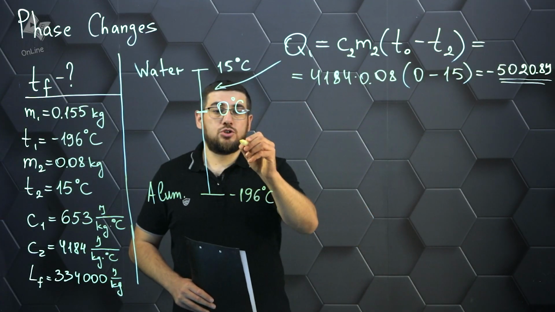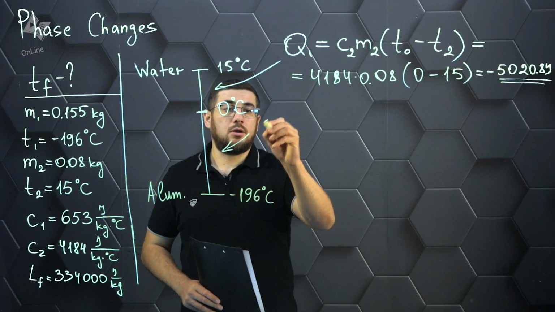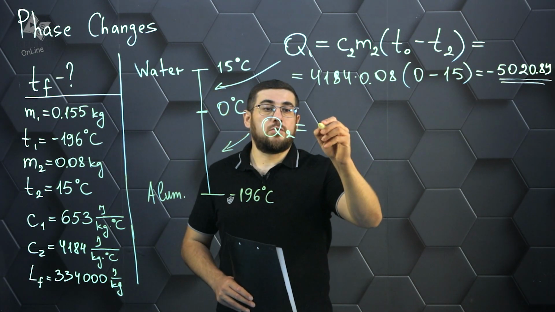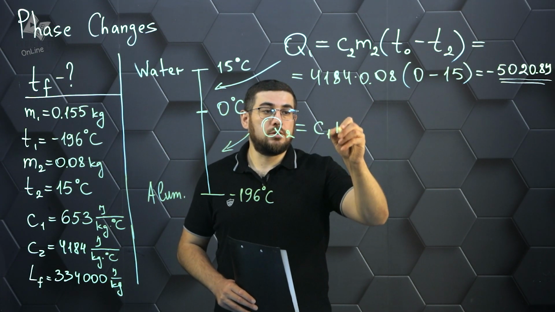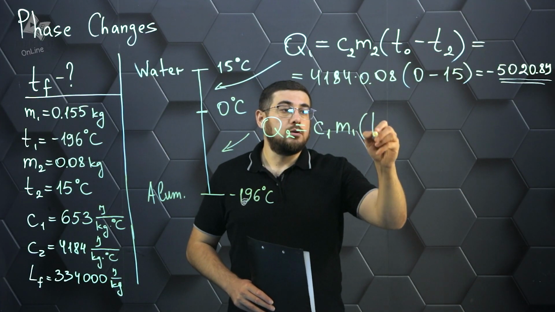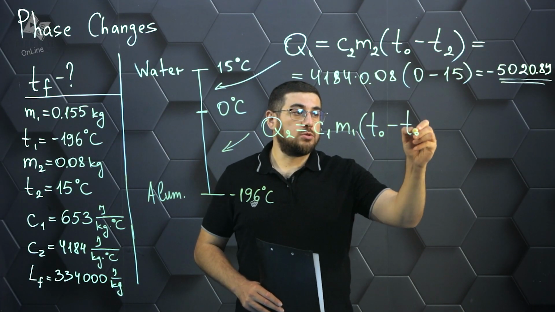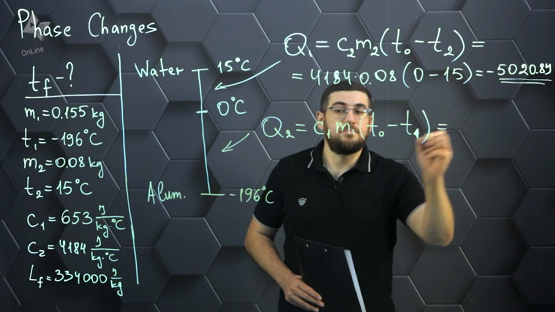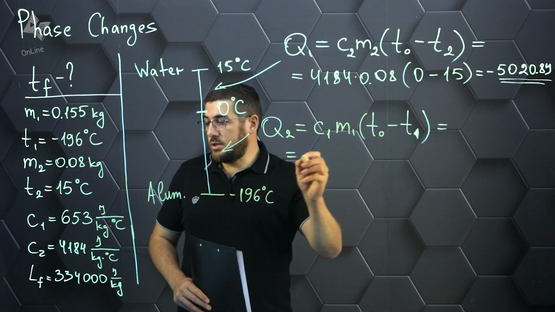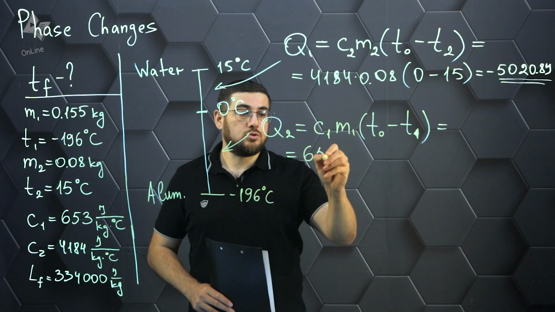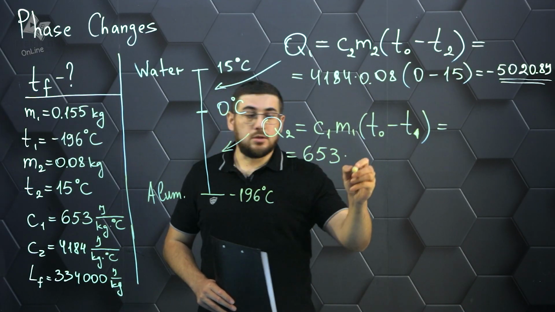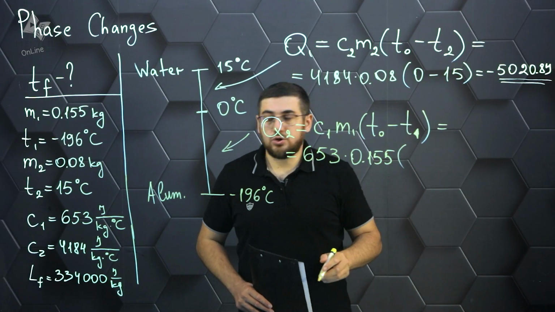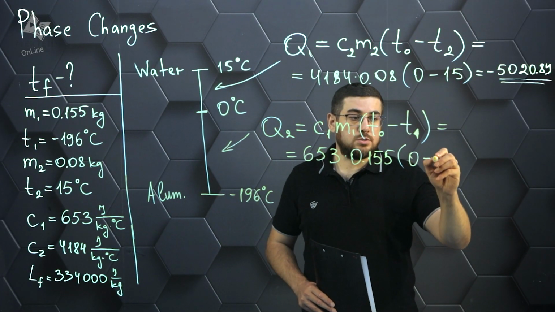And now let's calculate how much energy the aluminium needs in order to heat up to 0 degrees Celsius. Here, the formula for heating will be exactly the same, only we use the index for aluminium and the temperature difference T0 minus T1. Let's substitute the values. So the specific heat capacity of aluminium according to the conditions is 653 and the mass of aluminium is 0.155, and here we get the temperature difference, 0 minus 196.